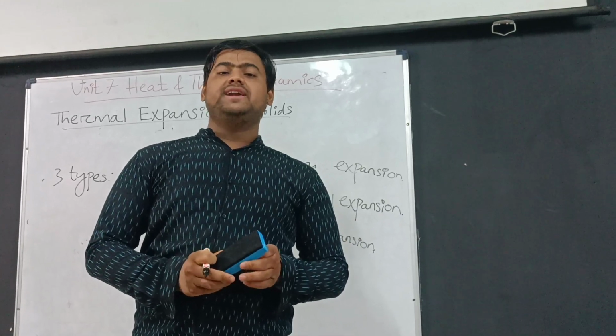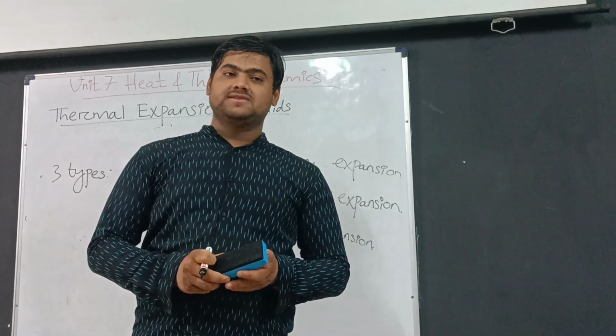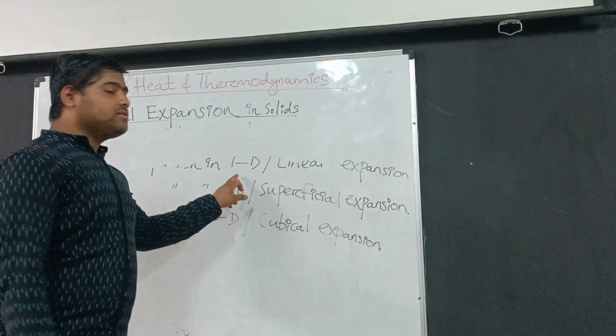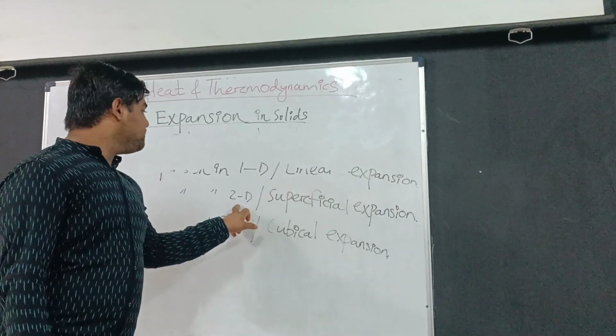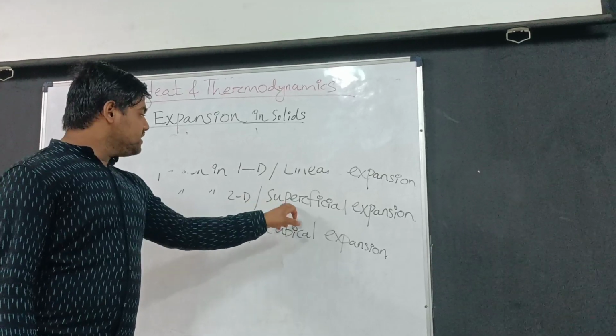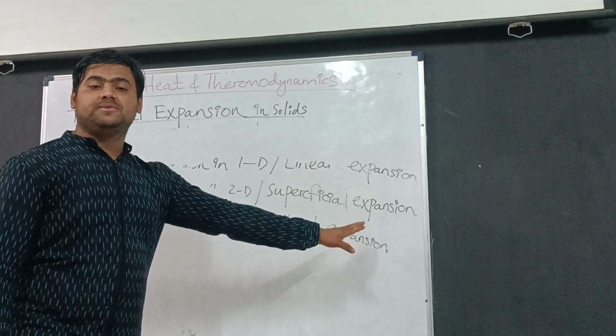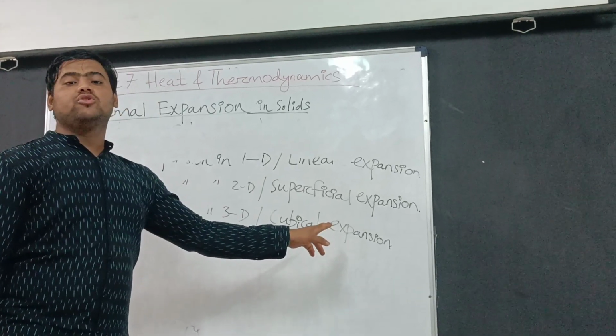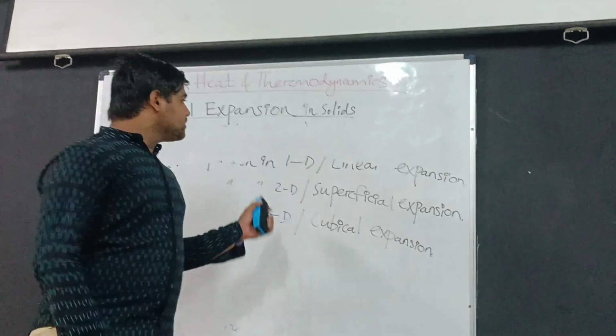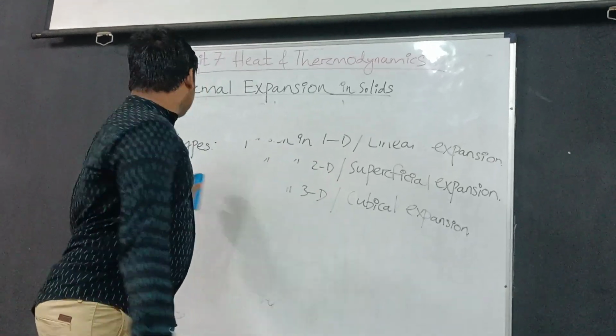In solids, three types of thermal expansion take place. If it takes place along one dimension, it is known as linear expansion. If it takes place along two dimensions, it is known as superficial expansion. If it takes place along three dimensions, it is known as cubical expansion. Now, let us go through them in detail one by one.